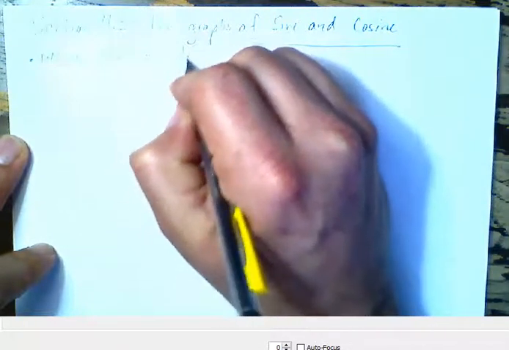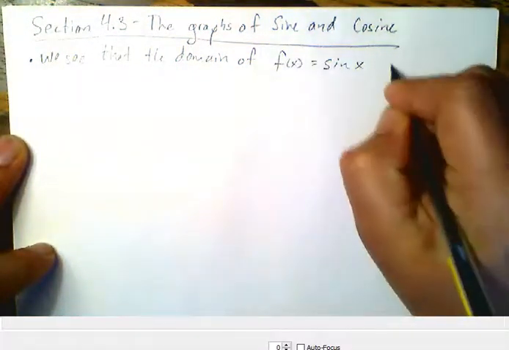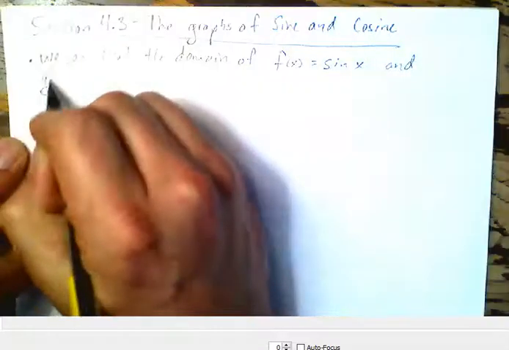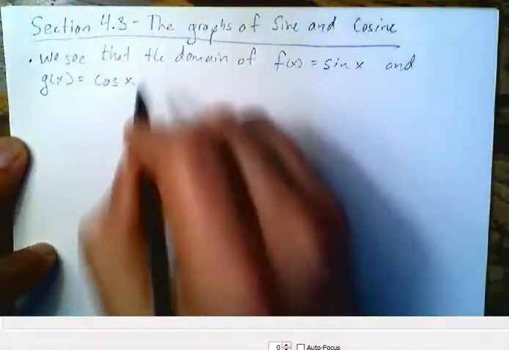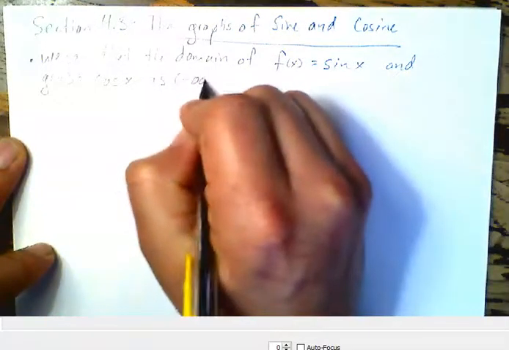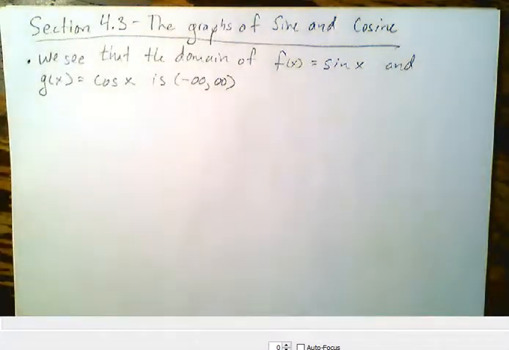So here we see that the domain of f of x equals sine x and g of x equals cosine x is negative infinity to infinity. Okay? Because again, we can just go around the unit circle forever and ever, plugging in these angles, right?